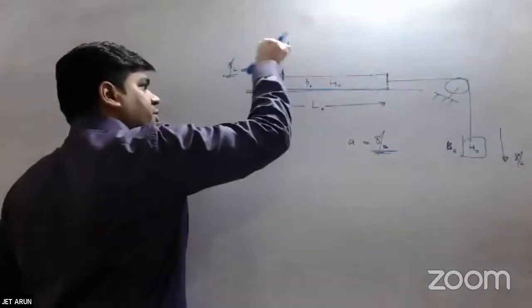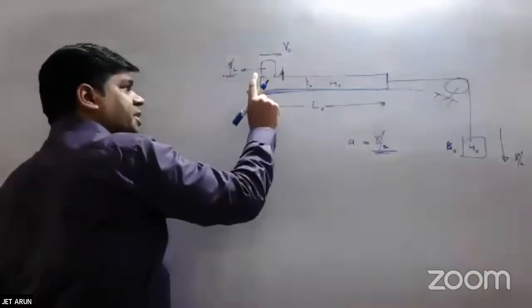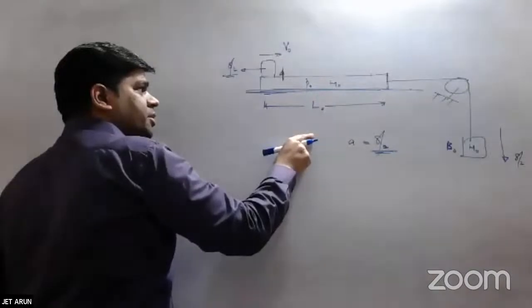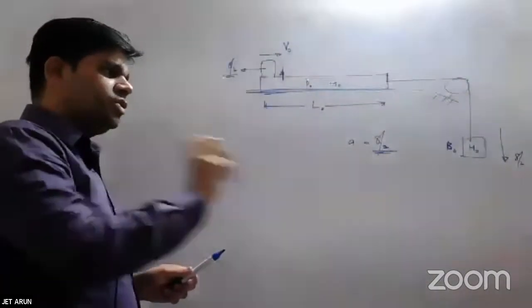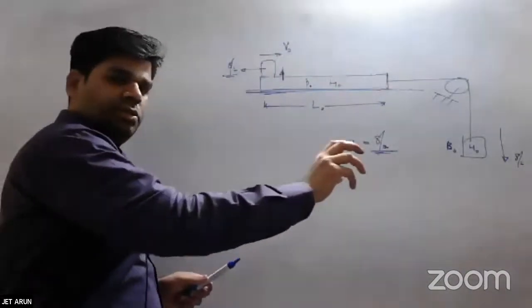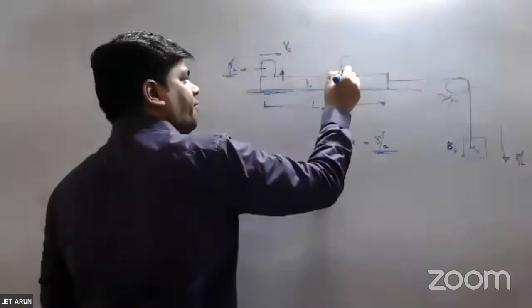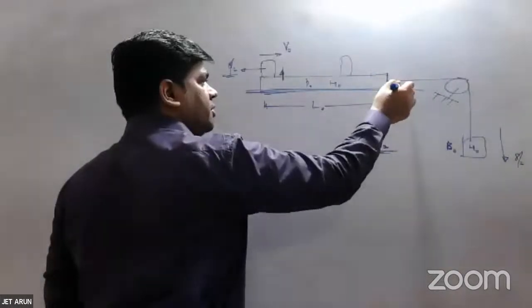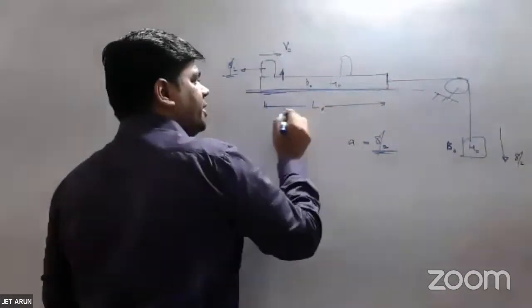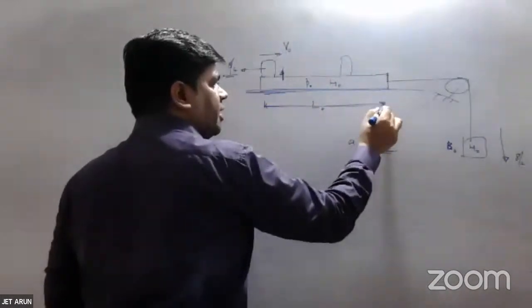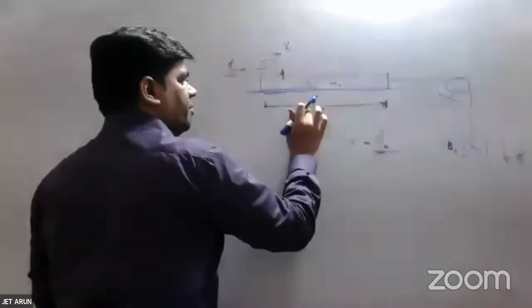If it is v naught towards right and g by 2 towards left, the particle is retarding with respect to the plank. So if you stand on the plank, the particle is going towards right with retardation. It will stop somewhere. But for it to stop here or fall off the plank on the right side, what should happen? It should stop after a distance of L naught.